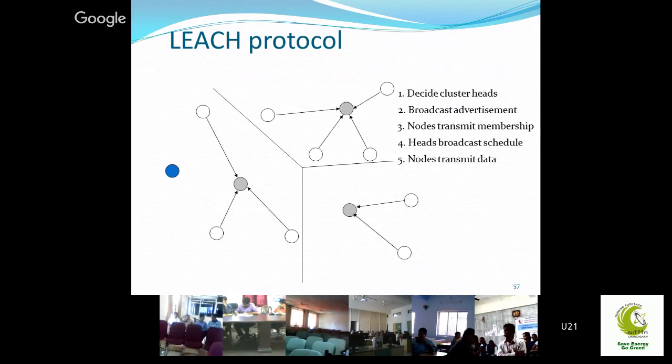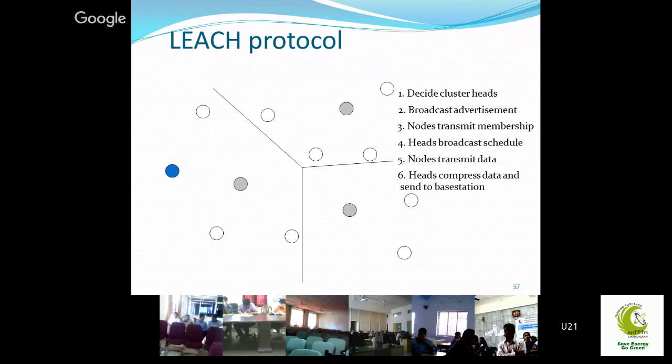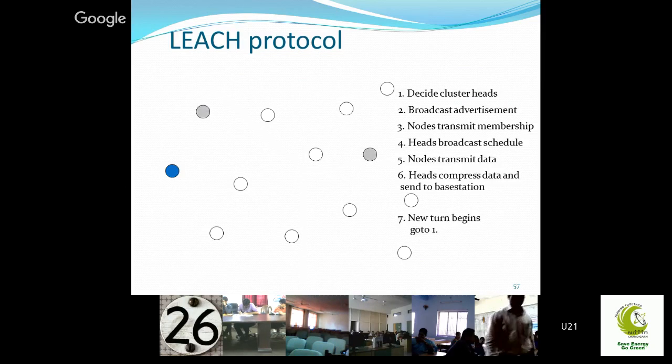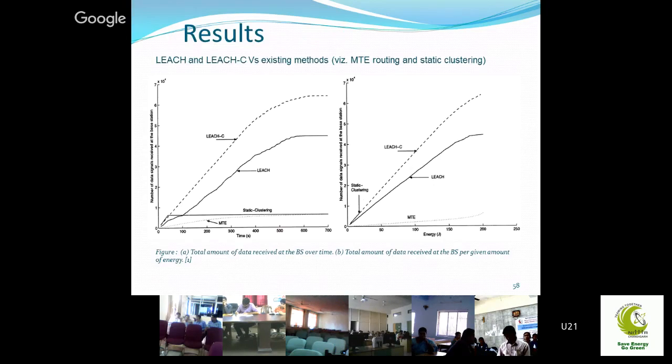Nodes transmit the data in their assigned time slots, and the cluster head compresses the data through data aggregation and sends it to the base station. Once this process is complete, the process is restarted with the selection of new cluster heads. So these are the results of this particular algorithm. You can see there was a major improvement over existing techniques like MTE and static clustering.